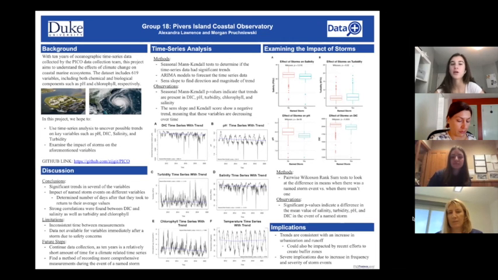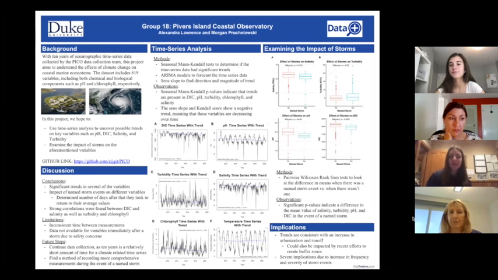And then other than doing a lot of work with time series analysis, we looked at the impact of storms by running several pairwise Wilcoxon rank sum tests, and all the ones that we ran had significant values. Specifically, salinity on average is lower when there is a named storm event than it would be if there wasn't a named storm event. And that continues for, I think, 21 days after a named storm event happens. And for turbidity, on average, it's higher when there is a named storm event versus when there isn't. And pH and dissolved inorganic carbon were both observed to have lower values during a named storm event.